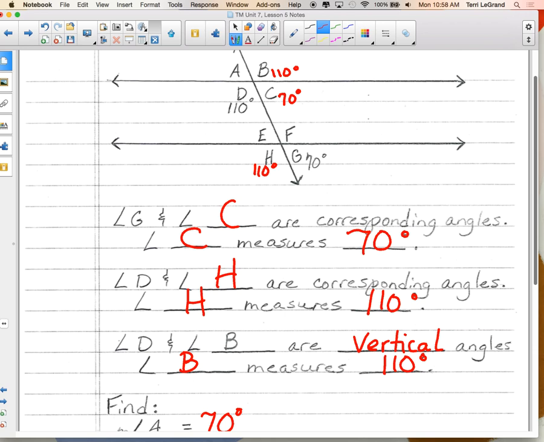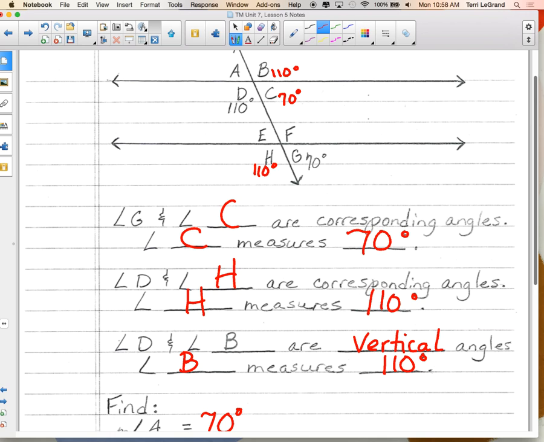Do we know, have we identified E yet? No, we haven't said what E is yet. So maybe the corresponding angle measure thing isn't ready yet. We're not ready to use that one for this. So how about the supplementary angle relationship? Can we use that one?